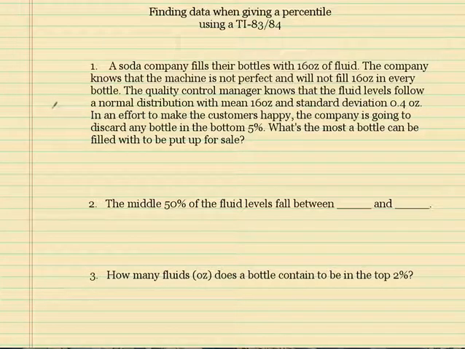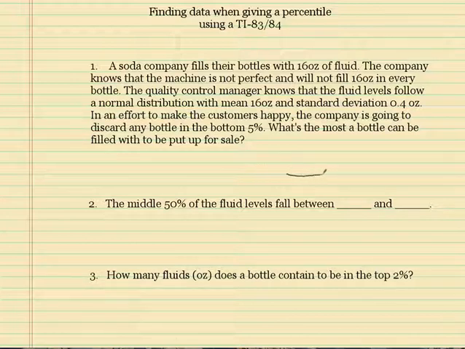Here's the setup for this problem. A soda company fills their bottles with 16 ounces of fluid. The company knows that the machine is not perfect and will not fill 16 ounces in every bottle. The quality control manager knows that the fluid levels follow a normal distribution with mean 16 and standard deviation 0.4 ounces. And in order to make customers happy, the company is going to discard any bottle in the bottom 5%. What is the most a bottle can be filled up with to be put up for sale?